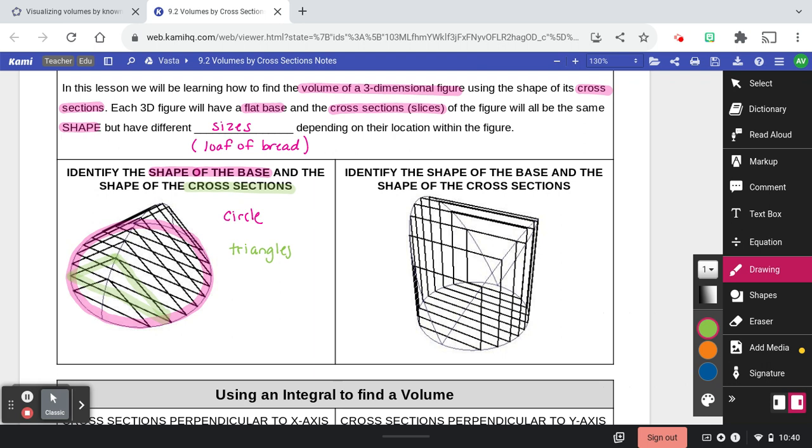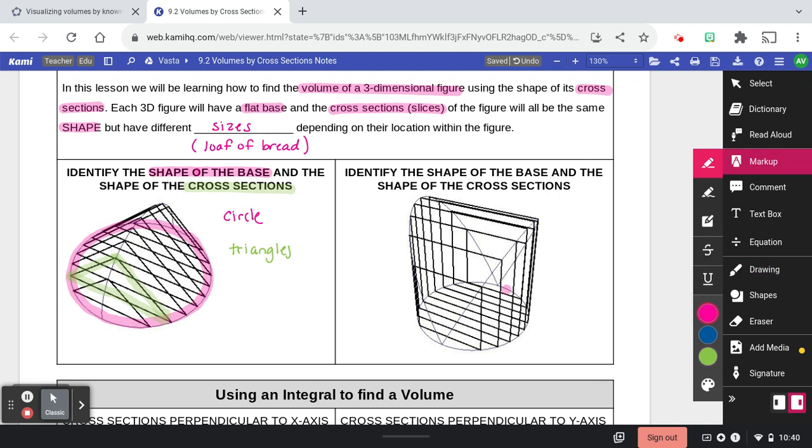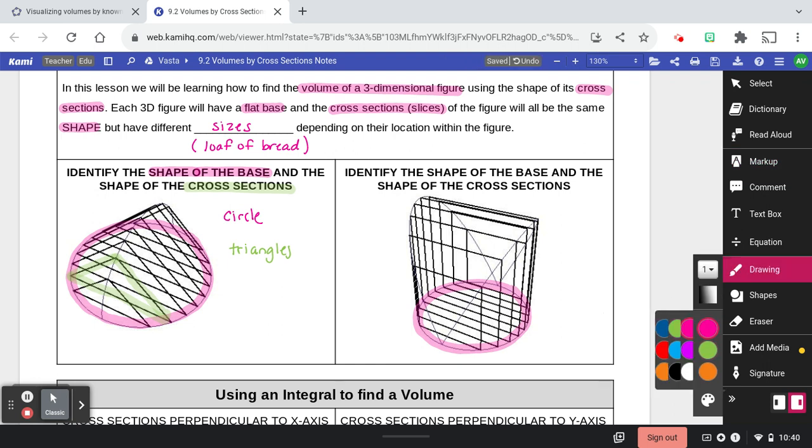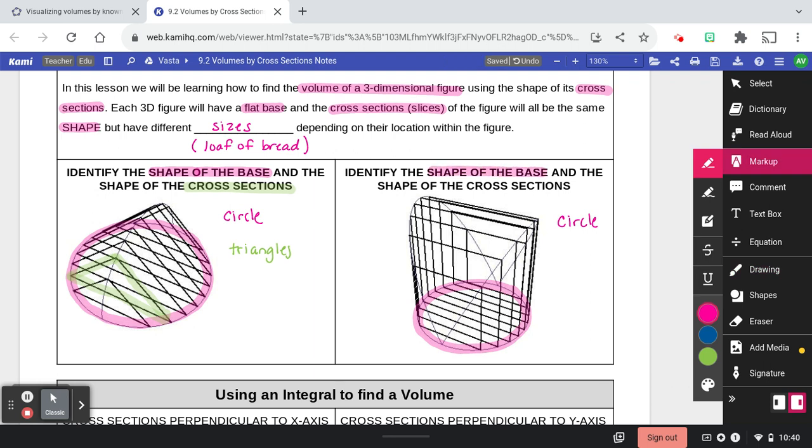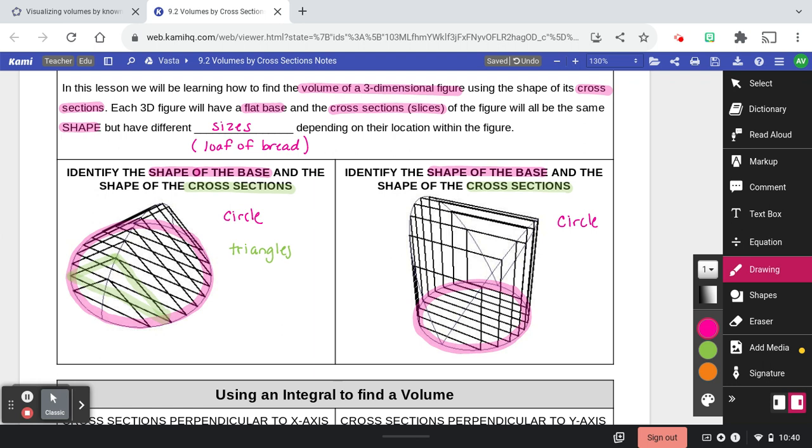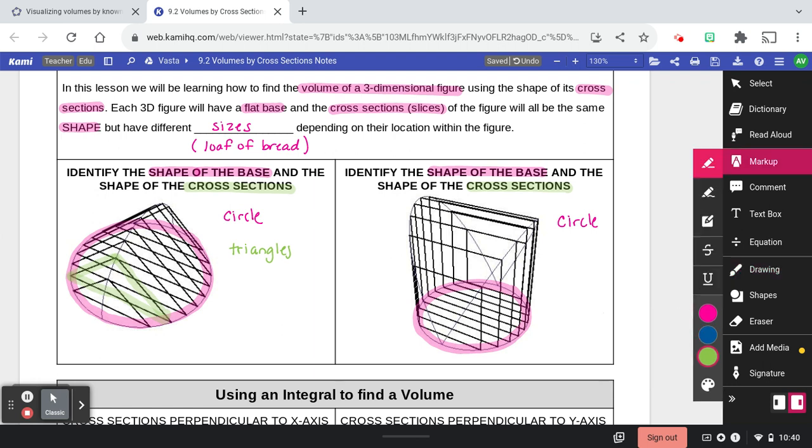In the next picture, you can see again we have a base that's shaped like a circle. So the base shape here is a circle, and the cross sections here are all going to be shaped like squares. You can see that each cross section, each slice here, is shaped like a square.